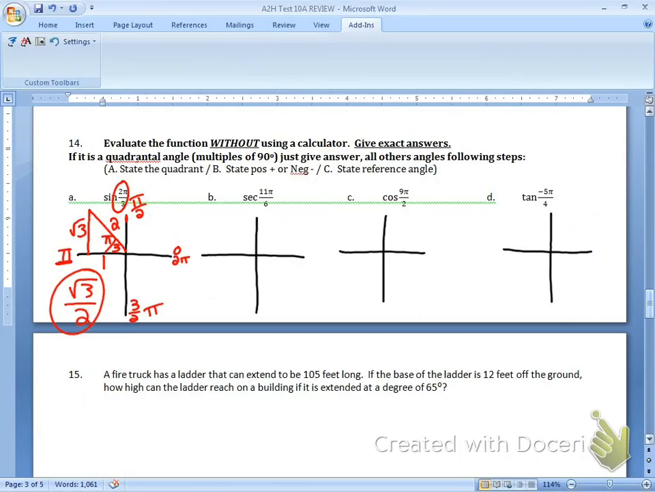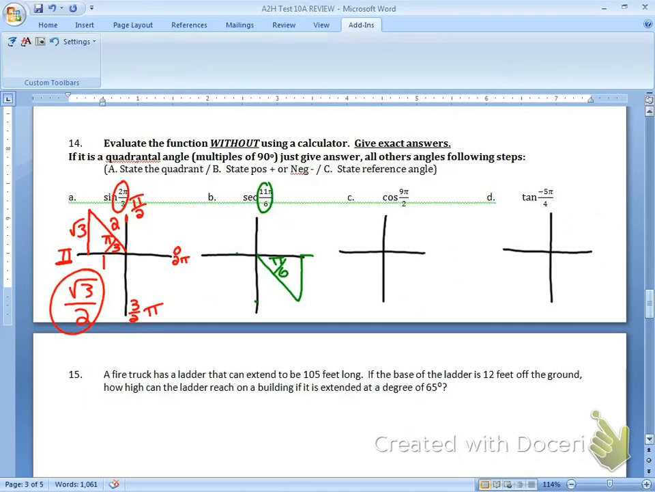Okay, letter B. We have the secant of 11 pi over 6. 11 pi over 6 is greater than 1 pi. So then we ask ourselves, is it greater than or less than 3 pi over 2, 1.5? It's greater than that even, so it's going to be over here in the fourth quadrant. Then we ask ourselves, how far away is it from making 2 pi? Because we're at the 360 degrees, which is 2 pi in radians. So how close are we to making a 2 with the 11 over 6? Well, we're really close. We just need one more. So we have one more piece of pi over 6, and that is our reference angle.